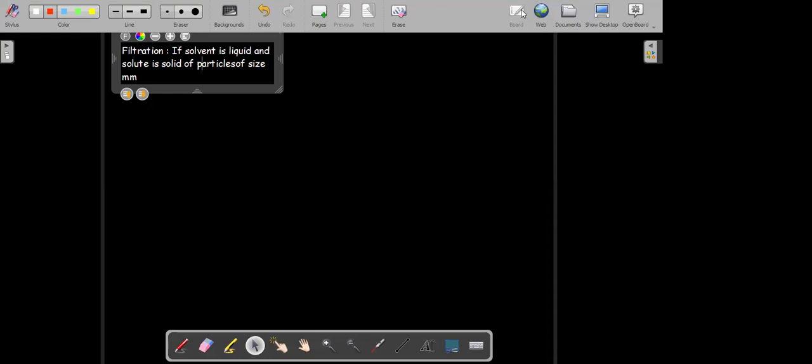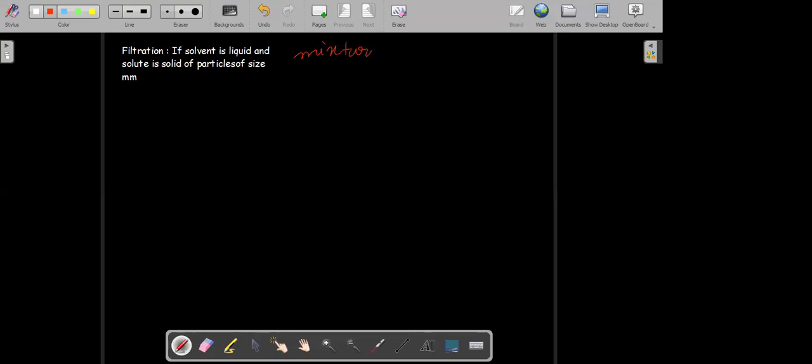Okay. So in the process of filtration, suppose we have a mixture of soil and water, or a mixture of chalk powder and water. These two mixtures can be separated out by the process of filtration. Okay. So how do we use a filter paper? Initially, we take a filter paper and we fold it.